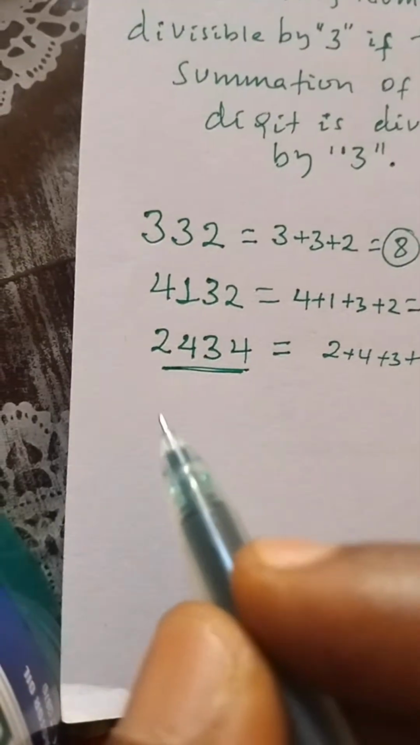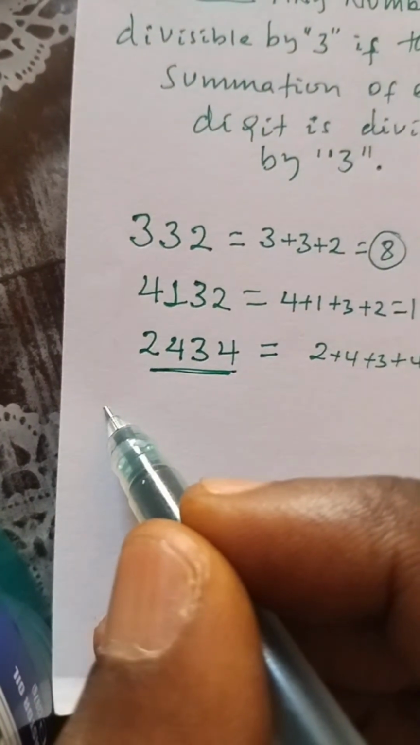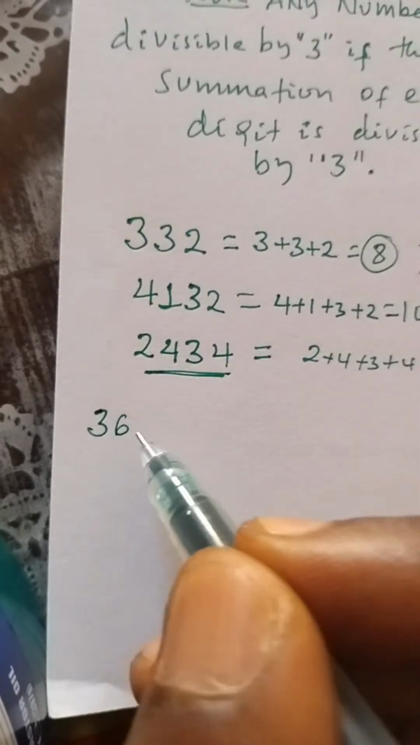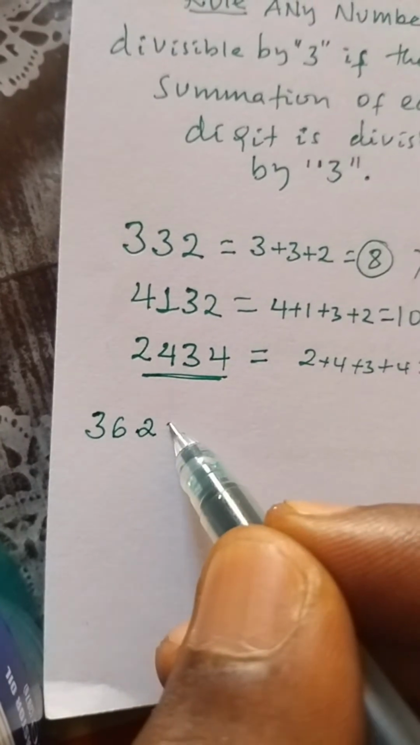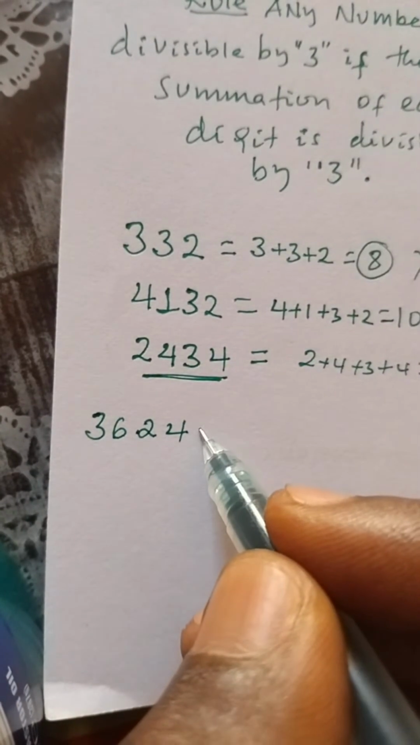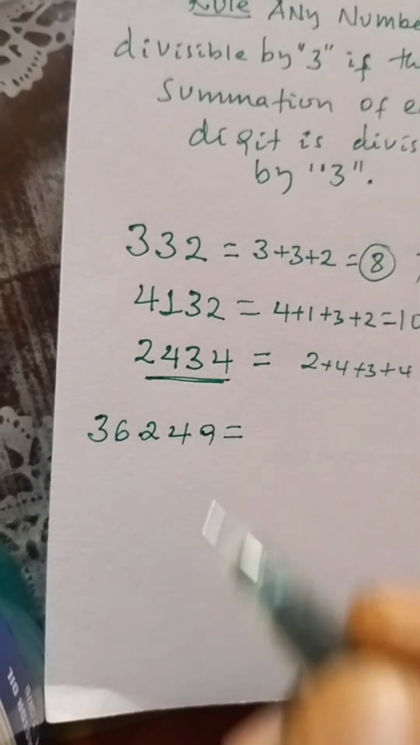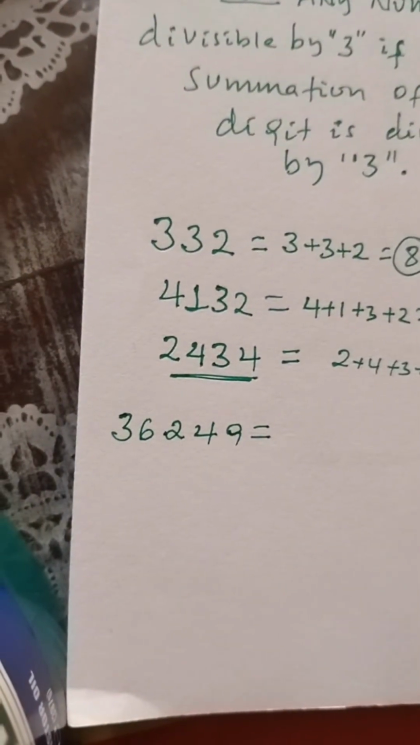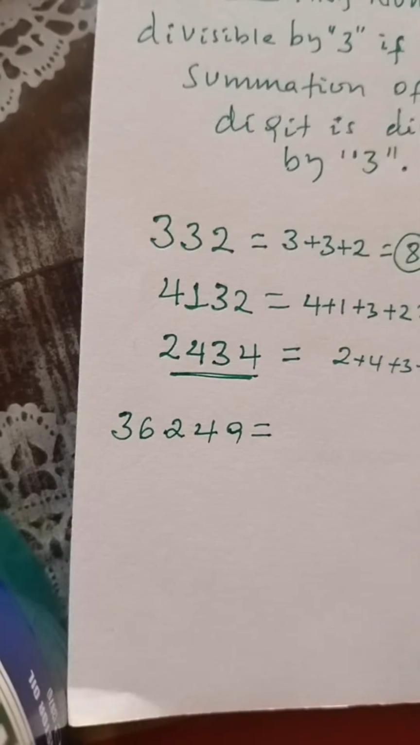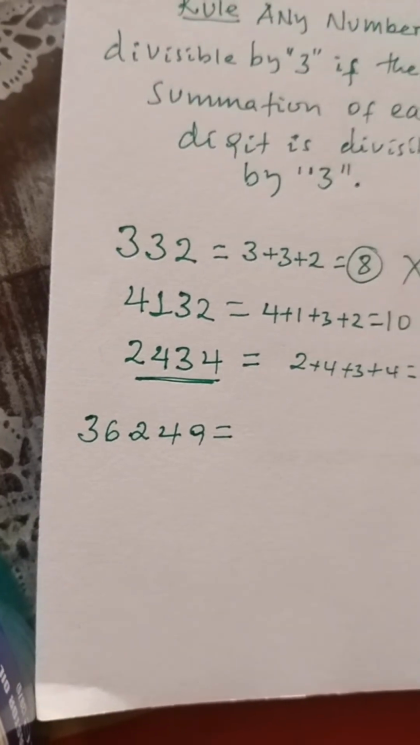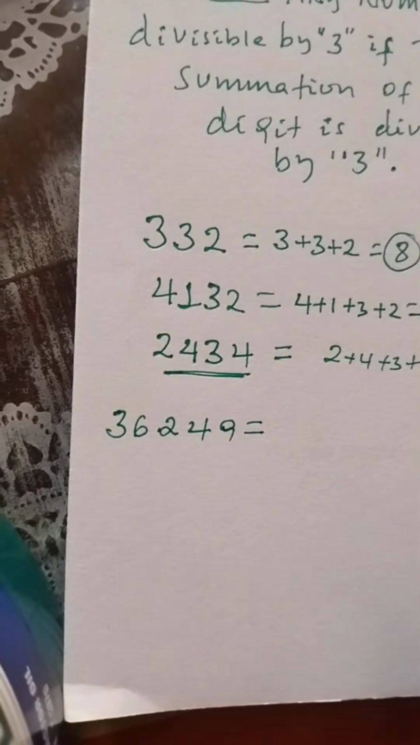Let's take another example, 36,249. Let's take this number to check whether it is divisible by 3 or not. We add these digits.